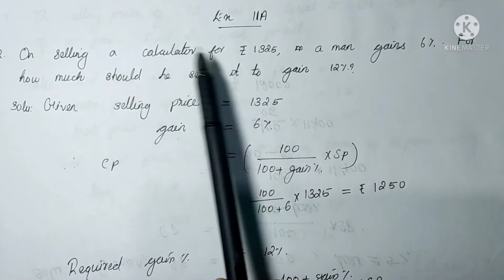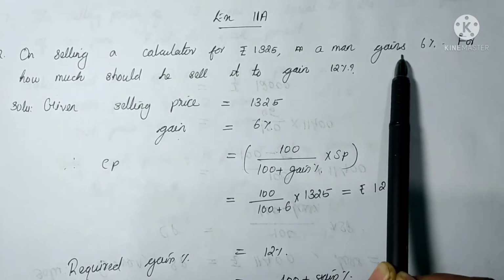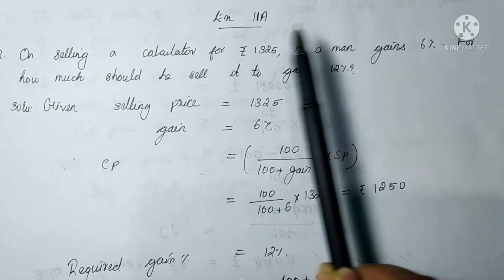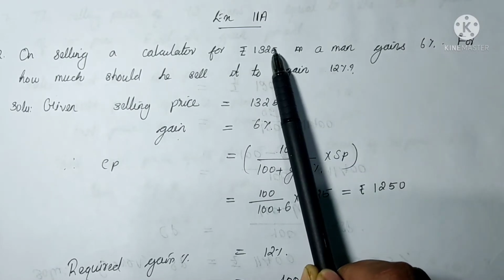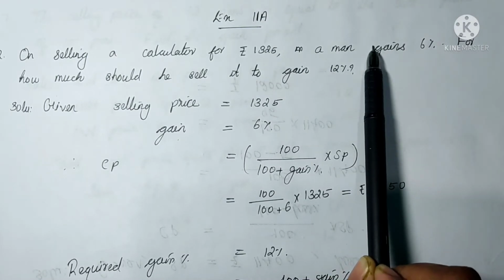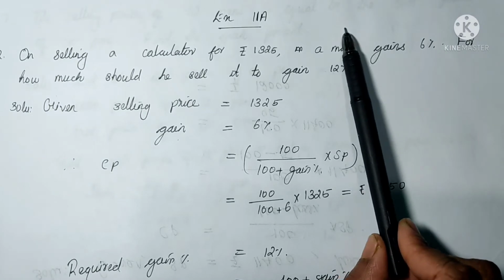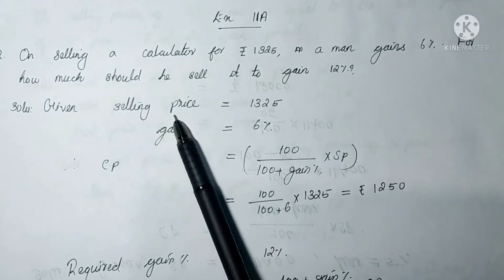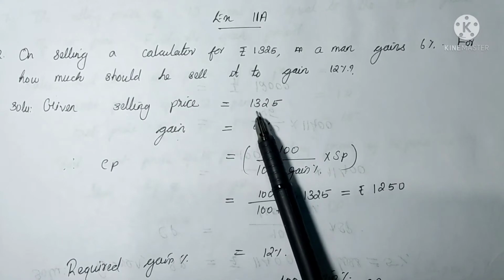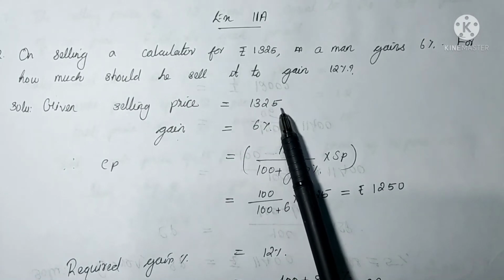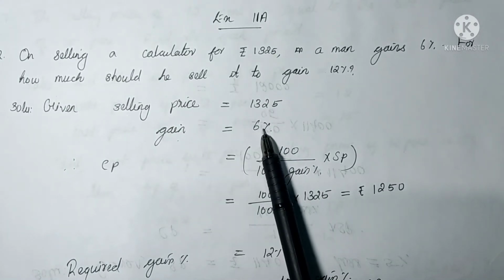Here the selling price of the calculator is given and the gain percent is also given. By using these two things, we can find the CP of the calculator, is it? So, first of all, we can do that. Given selling price is equal to 1325. Gain is equal to 6%.